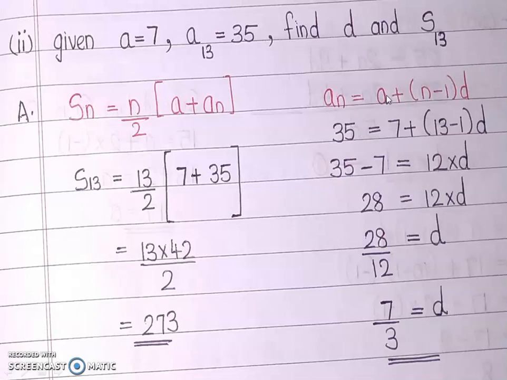Now I am taking 7 this side, 35 minus 7, 13 minus 1 is 12, 12D. 35 minus 7 is 28 and 12 is multiplied here. So when you take to the other side, it becomes division. So 28 by 12, it is not directly divisible. So we will reduce it to smallest fraction. So D, common difference D is equal to 7 by 3.